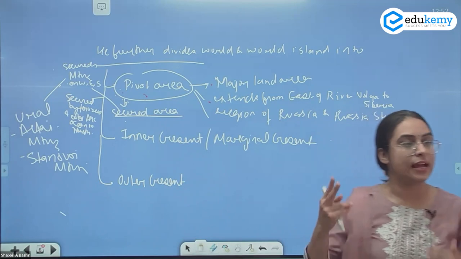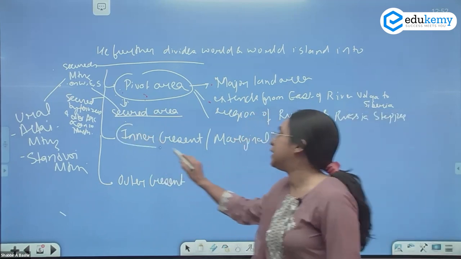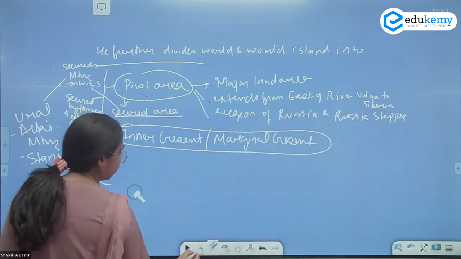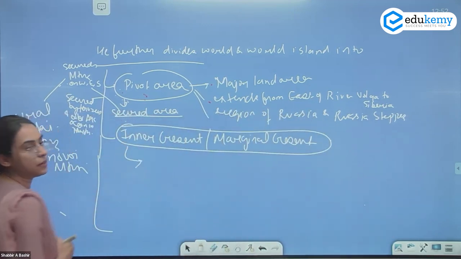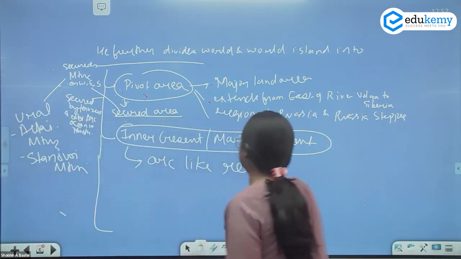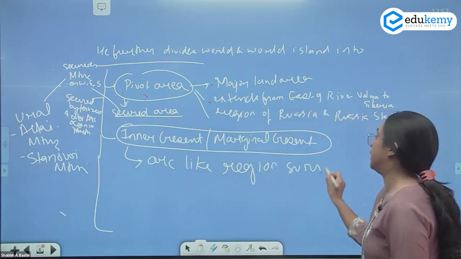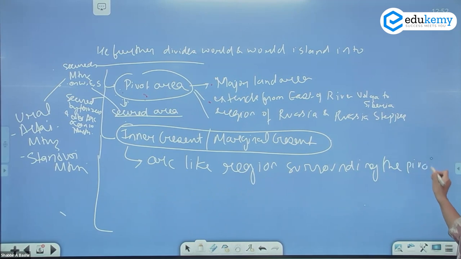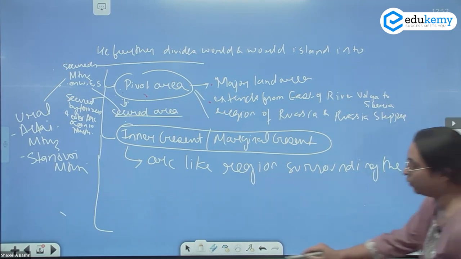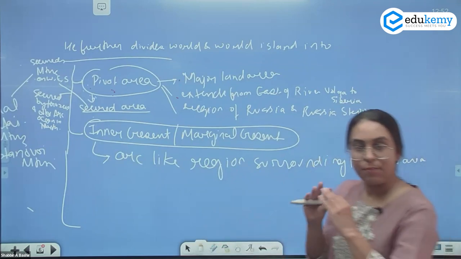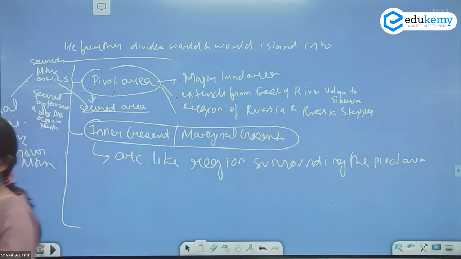Now, he says that the second division of the world is the inner crescent or the marginal crescent. What is there in the inner crescent? Basically, it is an arc-like region surrounding the pivot area. So first there is the pivot area, and after that there is an arc-based region that surrounds the pivot area.